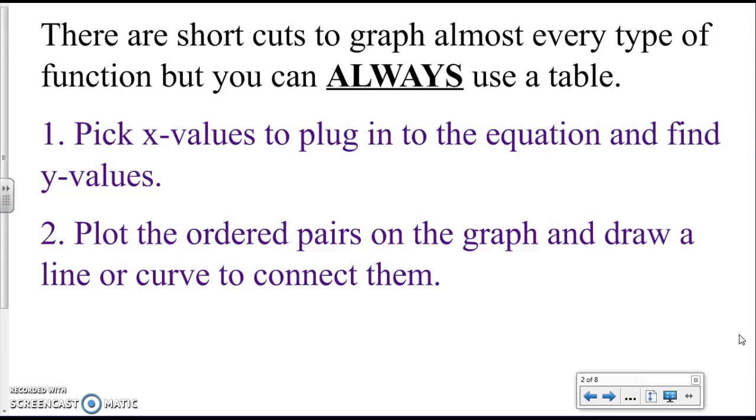So if you ever forget any of the methods that we teach you, start plugging in points. So what you're going to do is you're going to make a table and pick x values to plug in and find the y values. And then once you have a table completed, you're going to plot the ordered pairs on the graph and then draw the line or the curve to connect them. So let's just go ahead and do some right away.